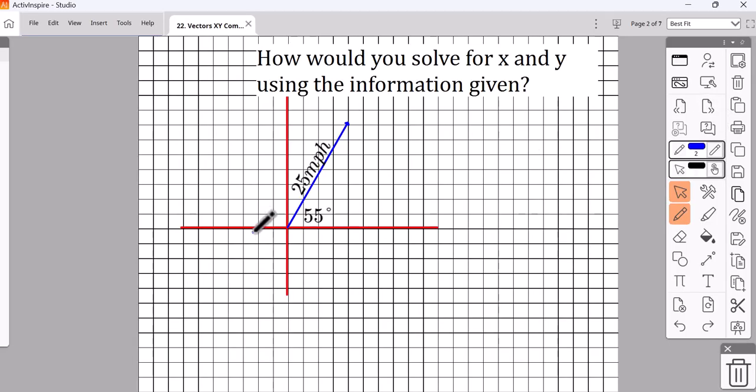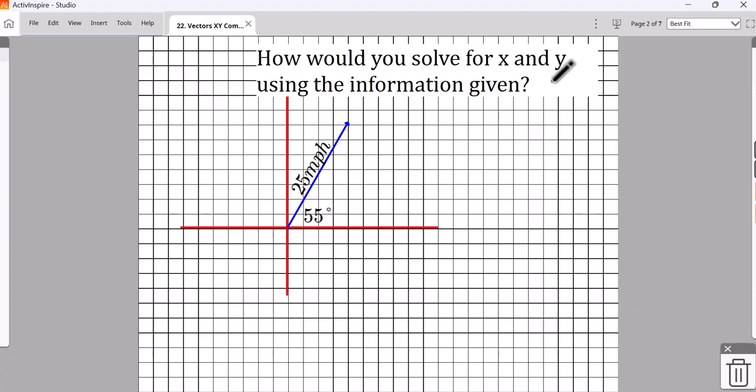So, how would you solve for x and y using this given information? We have the hypotenuse and we have the angle measure. And so if we drop this, we can think of this as my y value, and then if we draw this part, this is my x value. It's not drawn to scale, but it is a right triangle, and you know how to solve some things using right triangles.